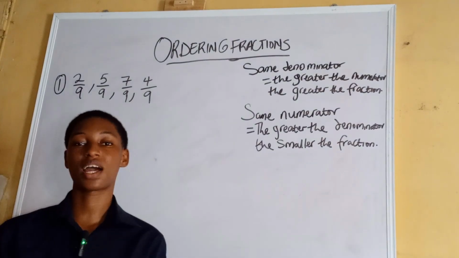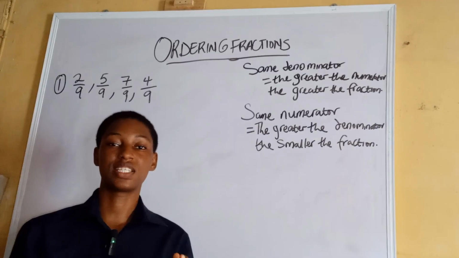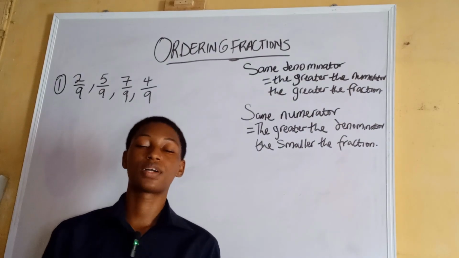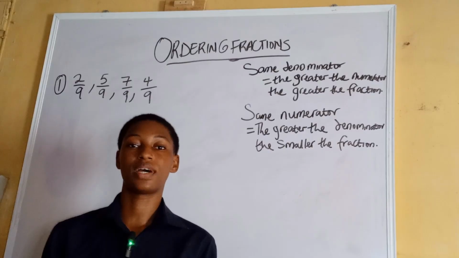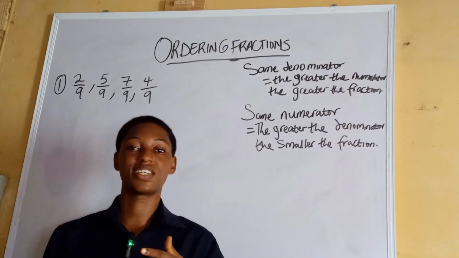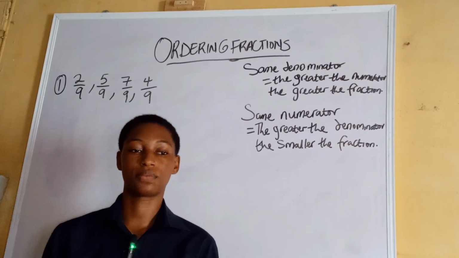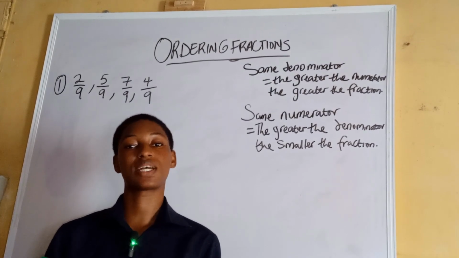Now, fractions can be ordered into ascending order or descending order. That is, from the smallest to the largest or from the largest to the smallest. Ordering fractions means arranging them according to their values. Fractions can be ordered from the smallest to the largest, which is ascending order, or from the largest to the smallest, which is descending order. Just like arranging students according to height, we are arranging fractions according to their sizes.